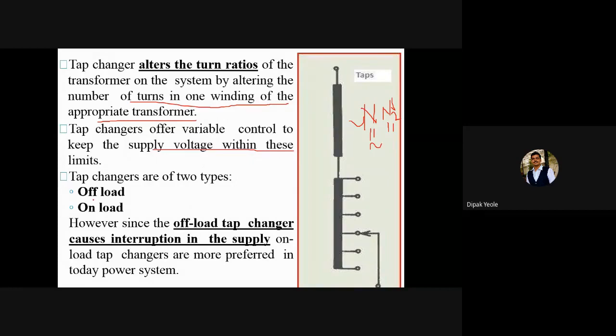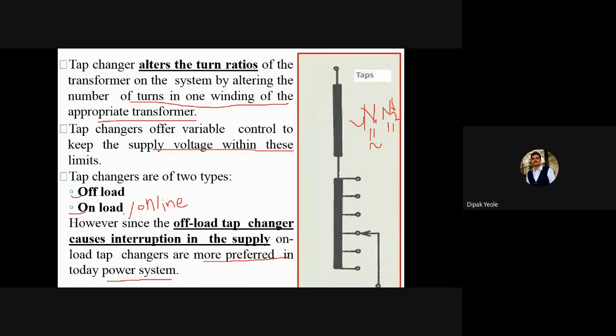So there are two types, offload and onload. Onload is also called online. Yes, so in many books they are using the word online load changer, online tap changer. However, since the offload tap changer causes interruption in the supply, hence onload tap changers are more preferred in today's power system.